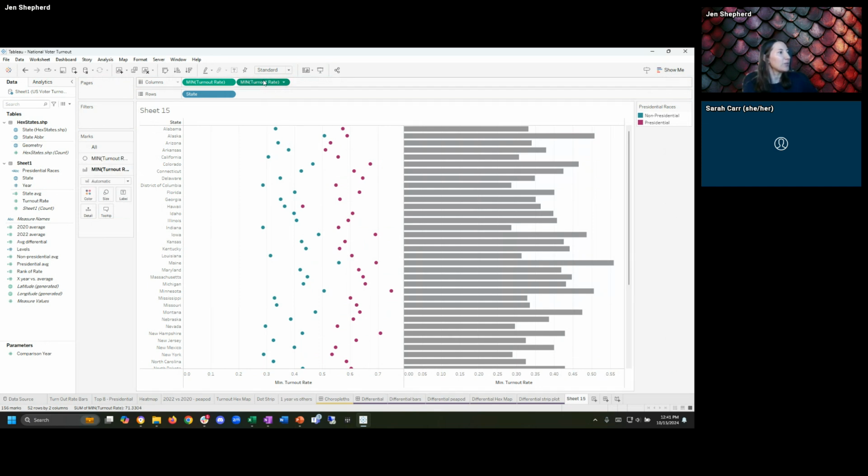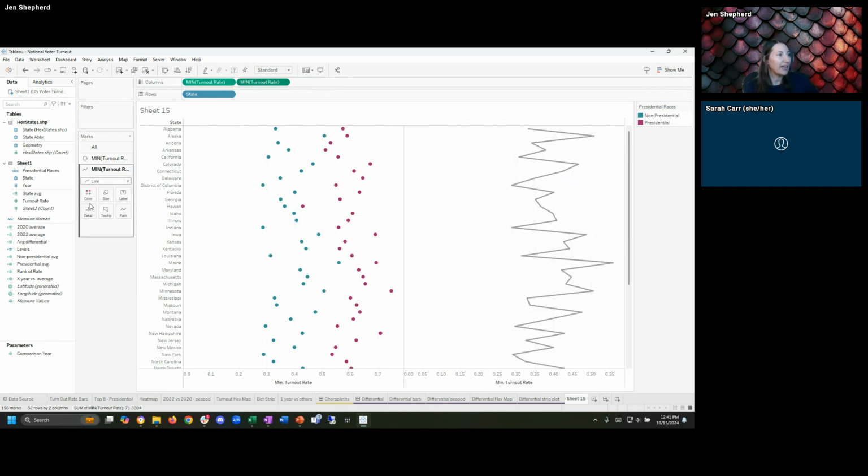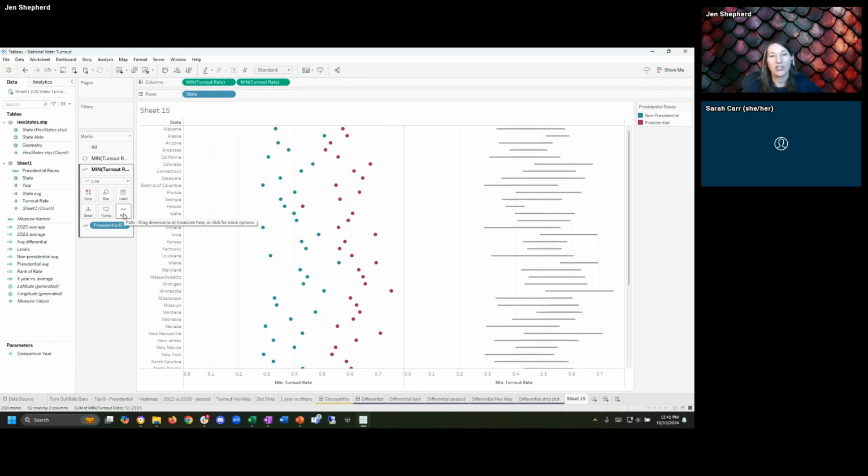And then for my other pill, that's currently a bar chart, I want this one to be a line chart. You're like, that doesn't look anything like a pod? It sure doesn't. So what we need to do is bring the same field that is splitting into my P's, in this case, presidential races, onto path. And then it's going to change that squiggly line going vertically to basically be the difference between the two lines.